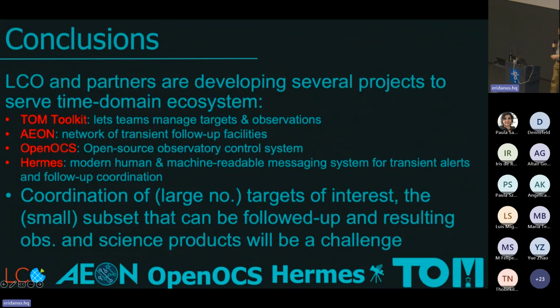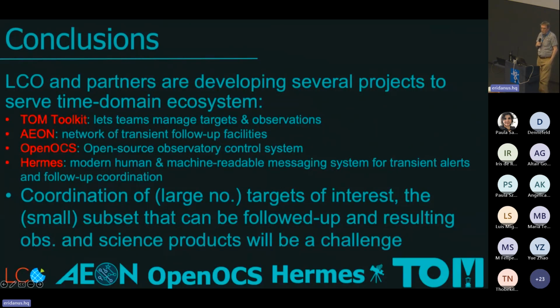So, conclusions. LCO and its partners are developing several of these projects to help serve astronomers in this time domain ecosystem. There is the TOM Toolkit, which lets teams manage targets and observations. We have AEON, which is a network of transient follow-up facilities. There is the Open OCS available, which is an open source observatory control system. And then there is Hermes, which is this modern messaging system for transient alerts.